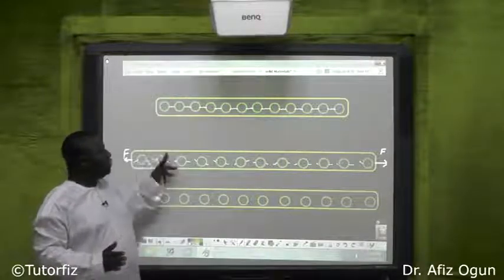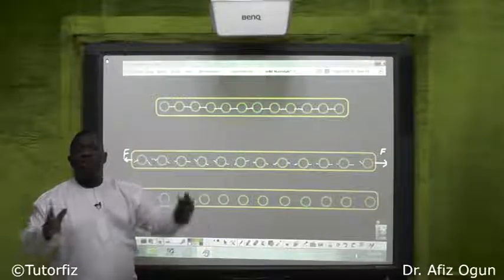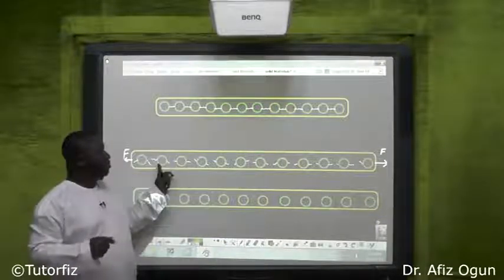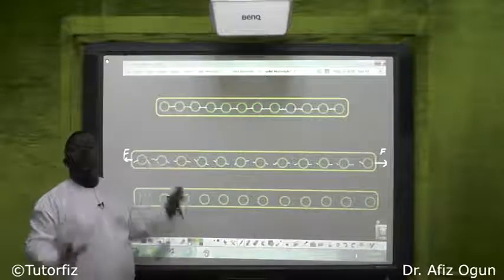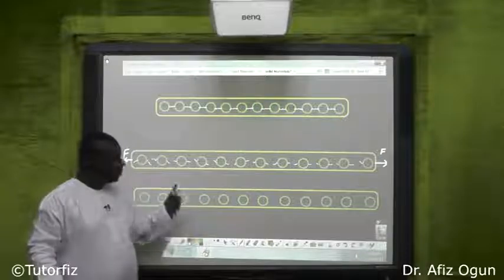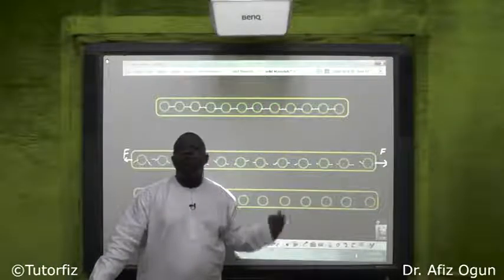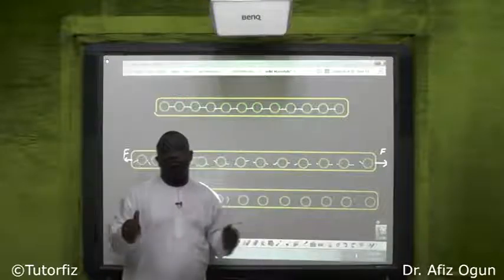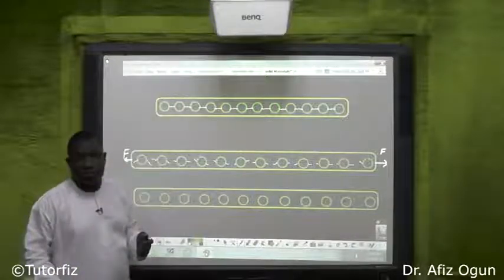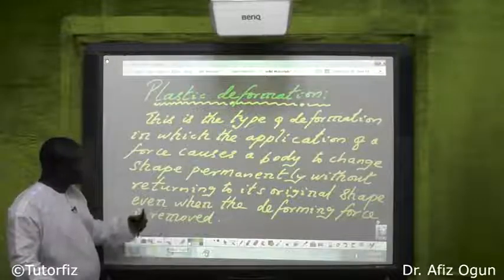Now you stretch, you break, there are new equilibrium positions. When you release the force, the particles are no longer coming back to the old equilibrium position, because you have already destroyed the forces of attraction. So there is no force of attraction to bring the particles back to their old equilibrium position. So you will now write that down.